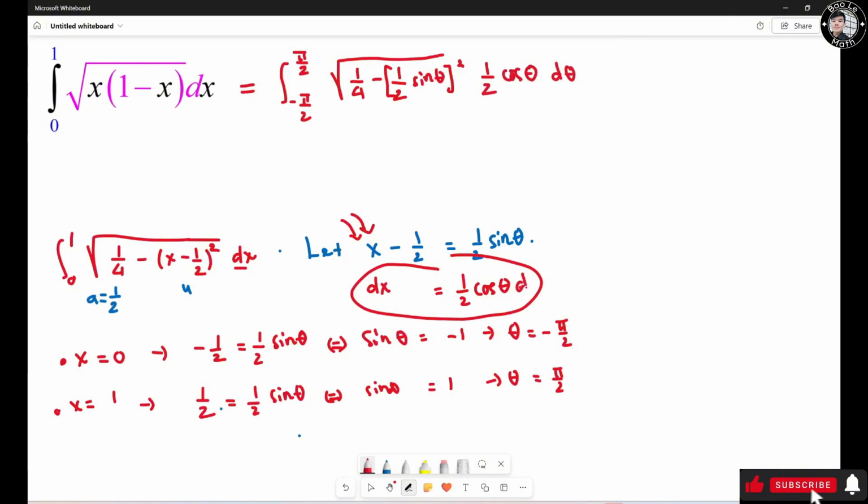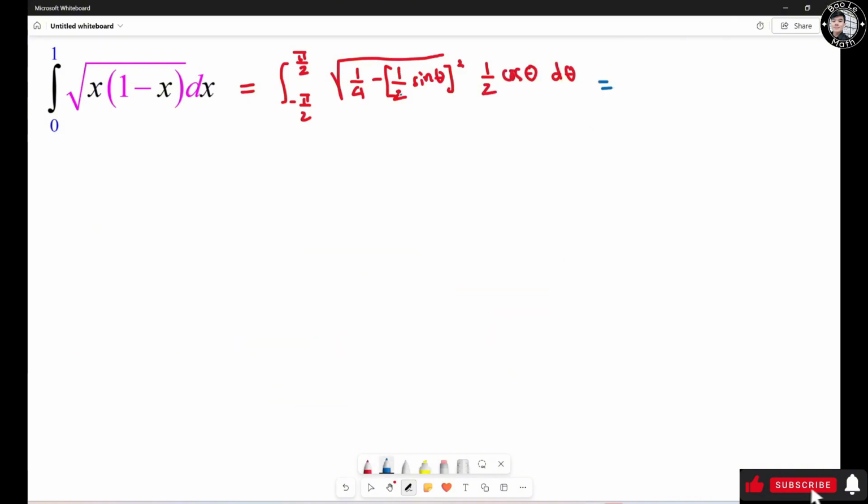I forgot d theta here. 1/2 square is going to be 1/4, right? So I put this one as 1/4 and this one square, right? So I remove square root right here. Now I factor 1/4 out, and then I'm going to bring it outside the square root. It turns out to be 1/2, right? 1/2 right here and 1/2 right here becomes 1/4, right? So I put 1/4 in the front.